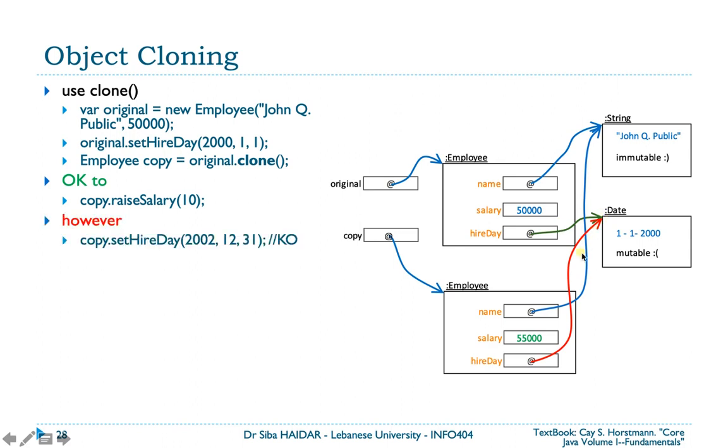However, if you set the hire day for the copy, what will happen? You go to copy, you go to hire day, and then you set the hire day to another date, for example, 31 December 2002, which will change the state of this object referenced by the hireDay instance field, which is inside the copy employee.